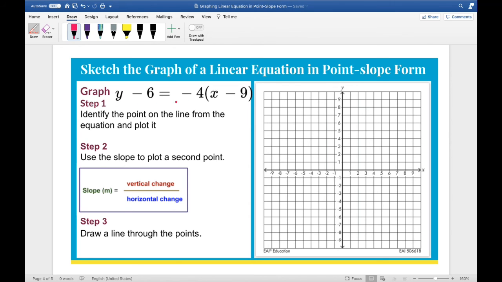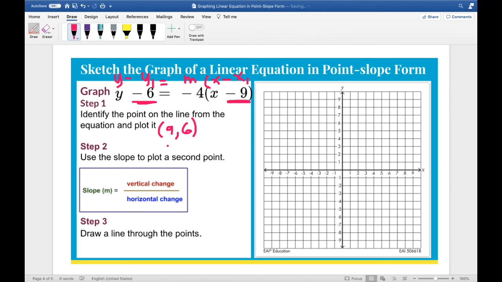y minus 6 equal to -4 times the quantity of x minus 9. So if we write down again the equation, y minus y sub 1 is equal to m times the quantity of x minus x sub 1. Again, we always get the opposite since you see here there's a negative in front of the x and the y. That's the reason why you need to find the opposite of these two numbers, and these numbers will be the coordinates of the point. Again, the x coordinate is positive 9 and the y coordinate is positive 6.